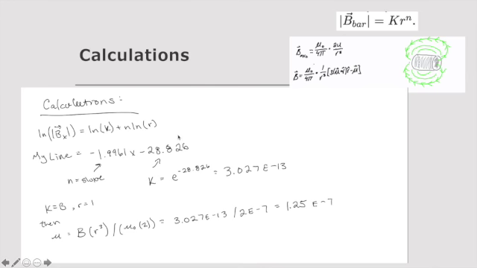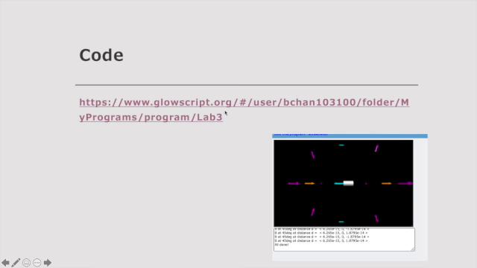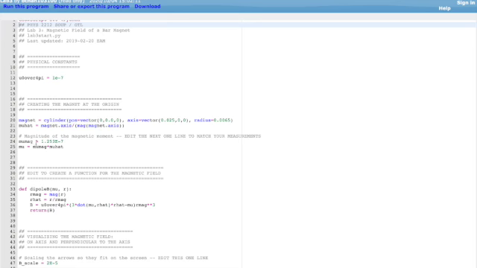First, I had to find my k, r, and n. So my n would be the slope of the line that I found earlier. The y-intercept of this line represented ln k, so to return it to just k, we had to put e to that power and ended up with 3.02 times 10 to the negative 13th. After plugging those values in and solving for mu, I ended up finding that mu equals 1.25 times e to the negative 7th, which I later used in my GlowScript code. That was the number for the magnitude of the magnetic moment found right here.